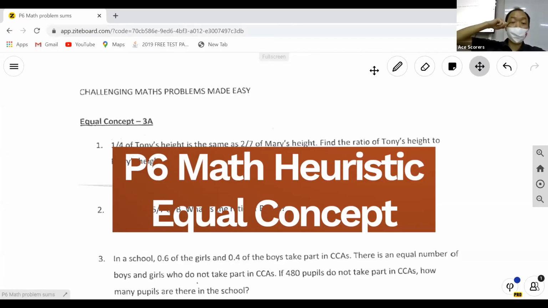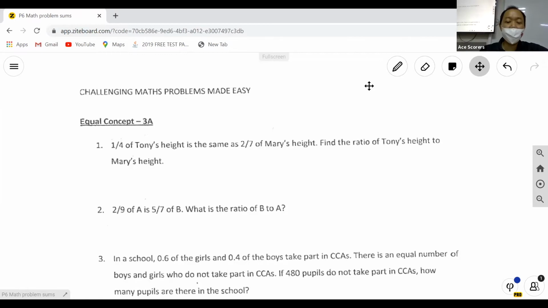All right, so welcome to the new concept. This is the equal concept. Equal concept. Why? Because equal concept potentially was one of the hardest. All right. Now, what is the meaning of equal concept?